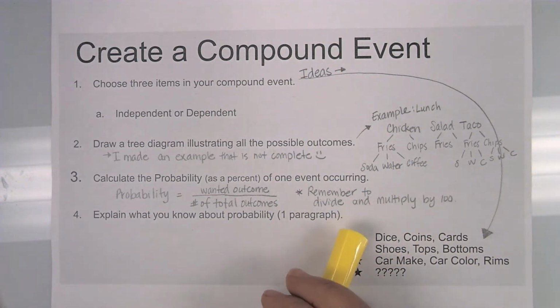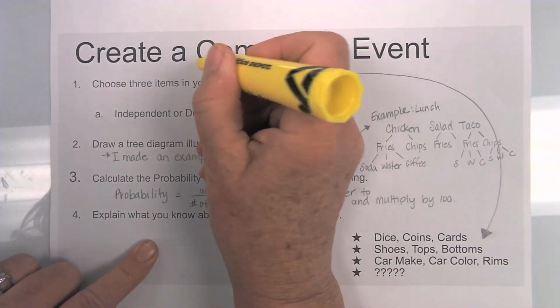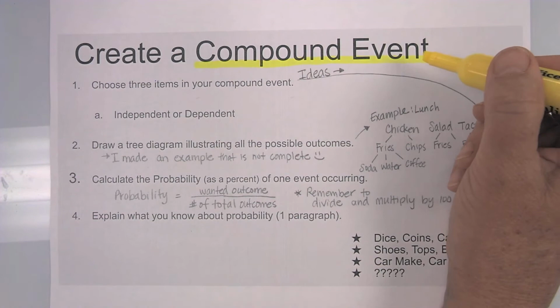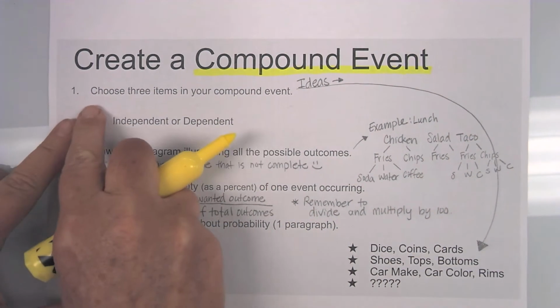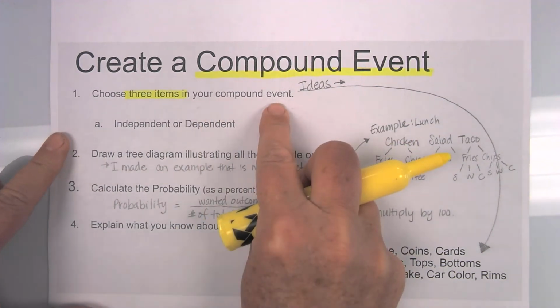Good morning, mathematicians. Today you are going to create your own compound event. That means you're going to have more than one thing happening in your probability problem. So the first thing you're going to do is choose 3 items in your compound event.